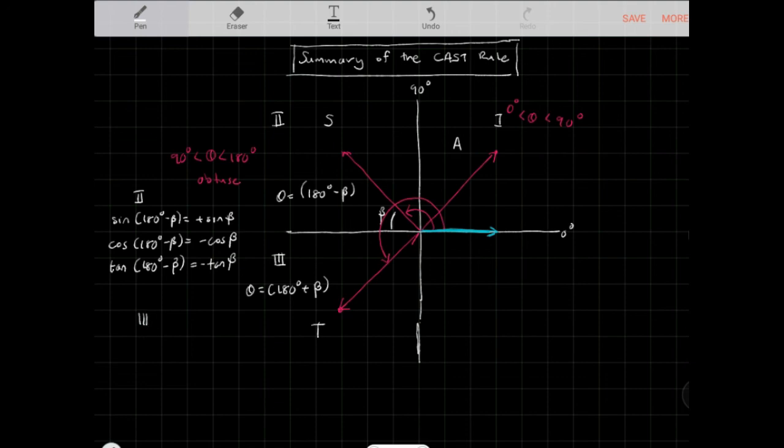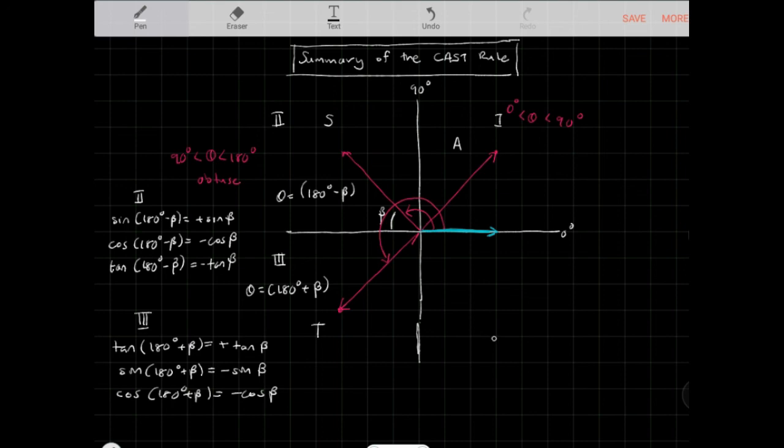So in quadrant 3, tan of 180 degrees plus beta is equal to positive tan beta. Sine of 180 degrees plus beta is equal to negative sine beta. So all you have to do is memorize the modifier, and cosine of 180 degrees plus beta is equal to negative cosine beta. Okay, so that was the third quadrant.